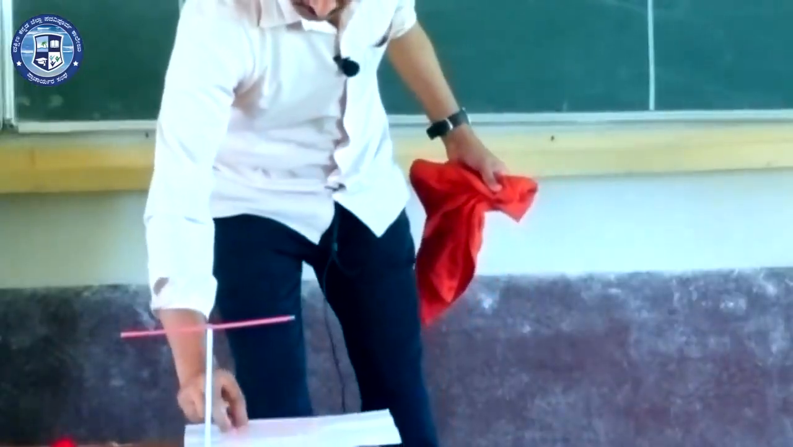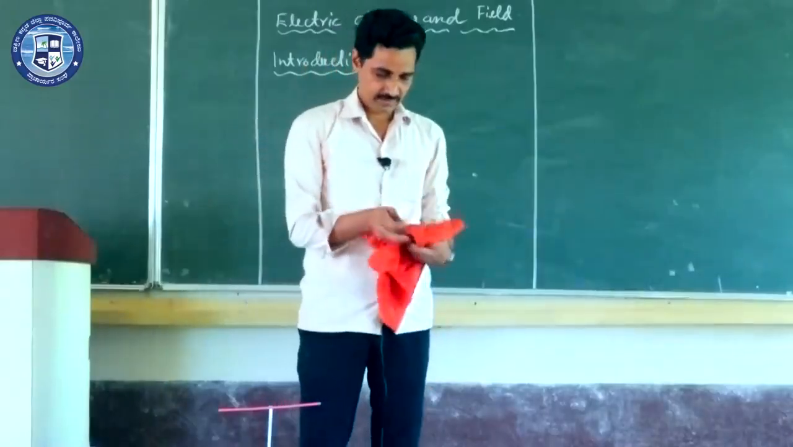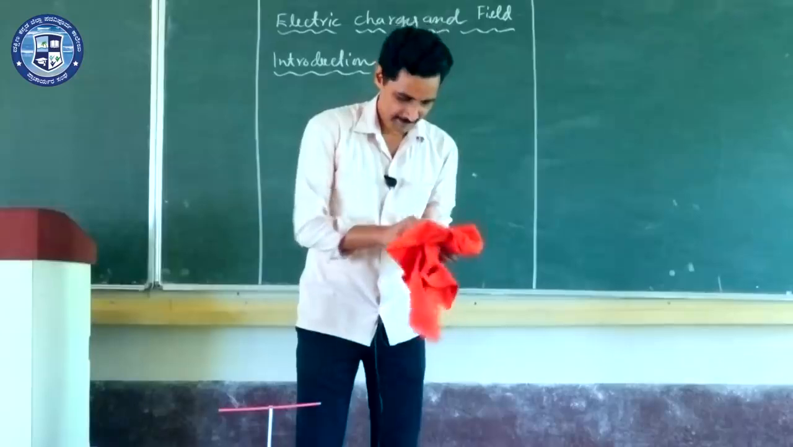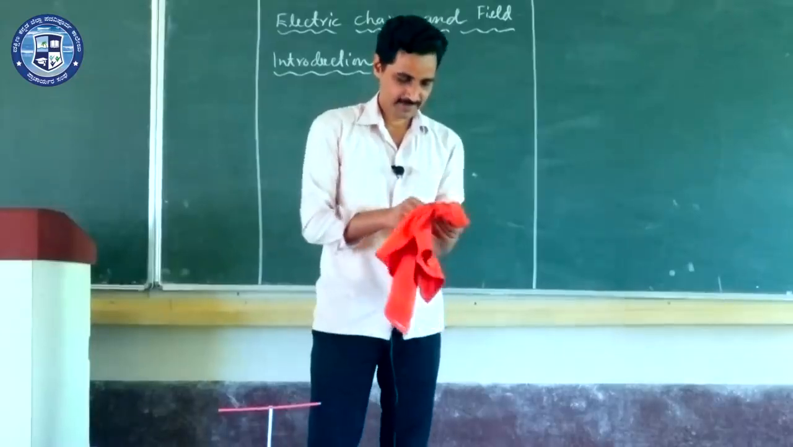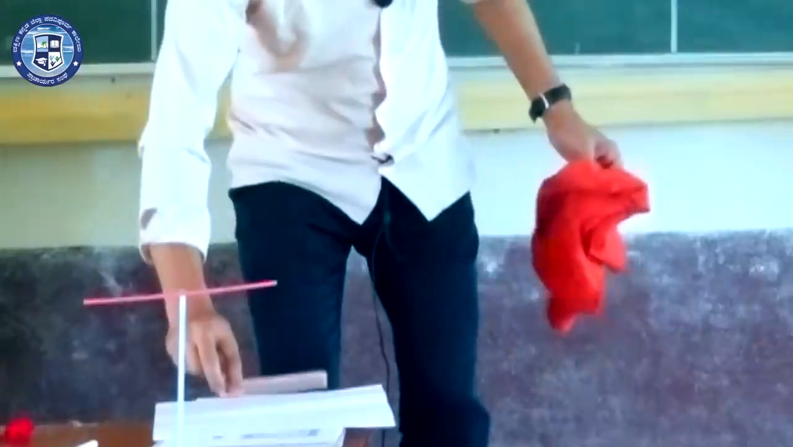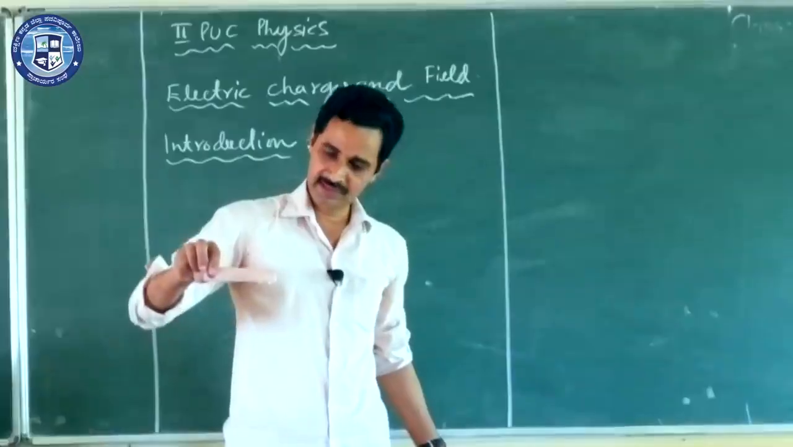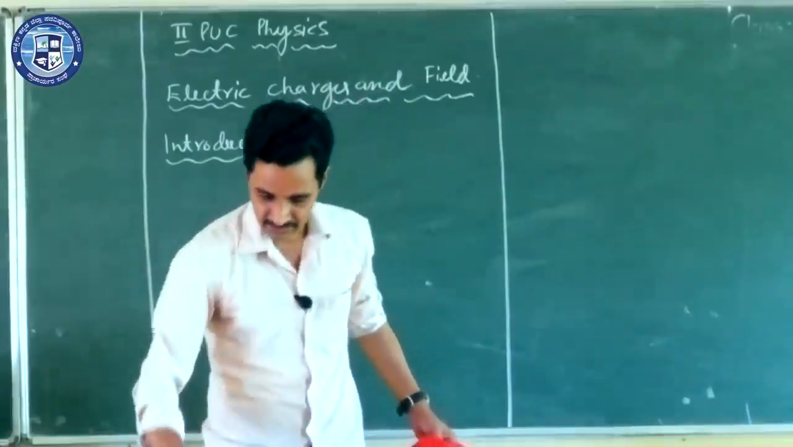So charges come into picture in many places in our life. Let me try it once again. Right? You should have a wool cloth, then it works very well. Yeah, little bit of attraction you can see here. The paper pieces get attracted towards this comb.